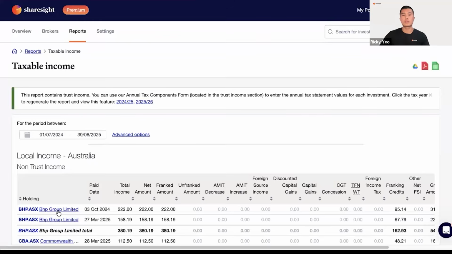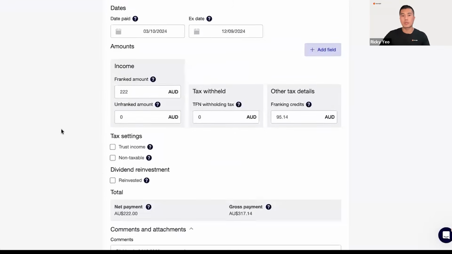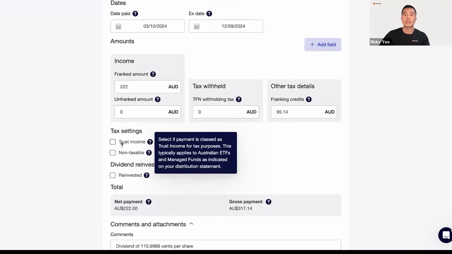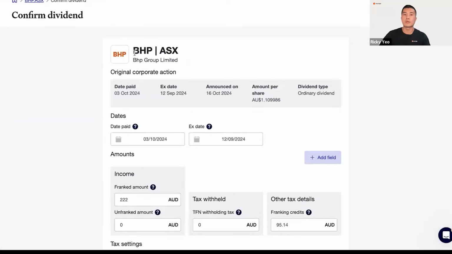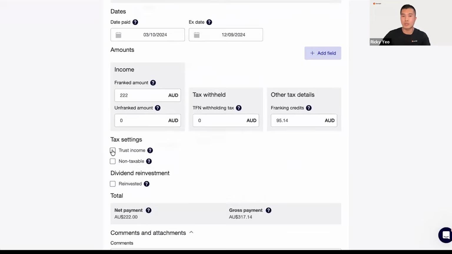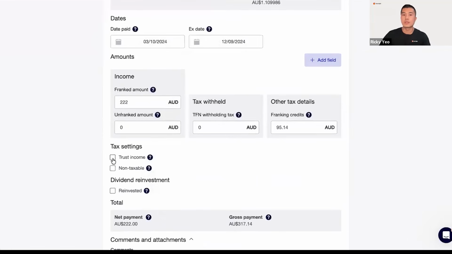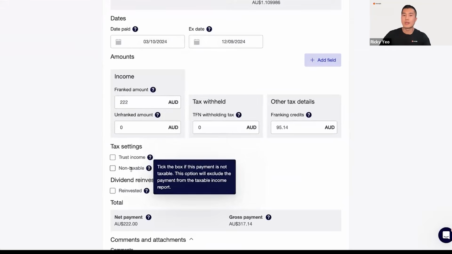Okay, so this question is about when you are confirming dividends or distributions. There's a tax setting about trust and non-taxable. I would say in 99% of cases, you don't need to worry about this, because Sharesight already knows; we have the data. For example, by looking at BHP, we know it is not a trust income, whereas for VAS, we know it is a trust income. So this is automatically done for you, and you don't need to do anything with this.